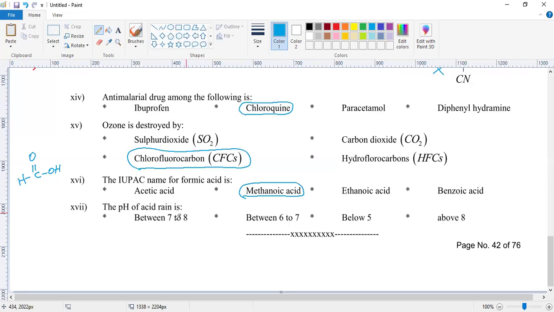The pH of acid rain is between 7 to 8, between 6 to 7. If it is going to 8, this is alkaline, not acid. Between 6 to 7, this is the normal range of rain. And below 5, yes, it could be the correct answer, because the others are alkaline or the normal rain pH. So the correct answer is below 5. Sometimes acid rain may have a pH of 2. Anyway, it must be below 5. So that was question number 1.